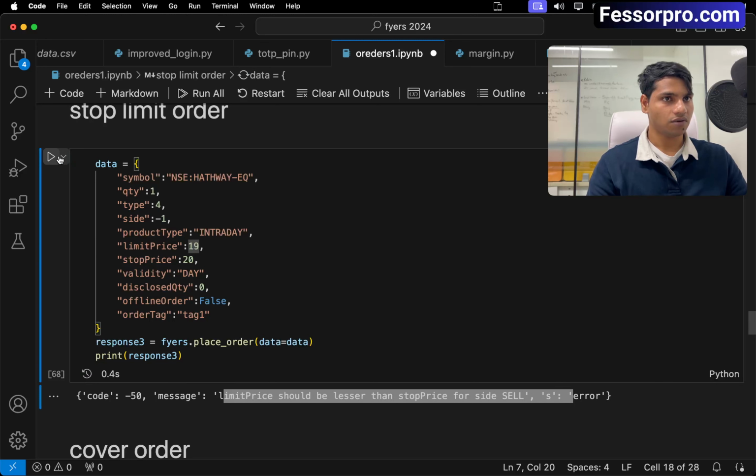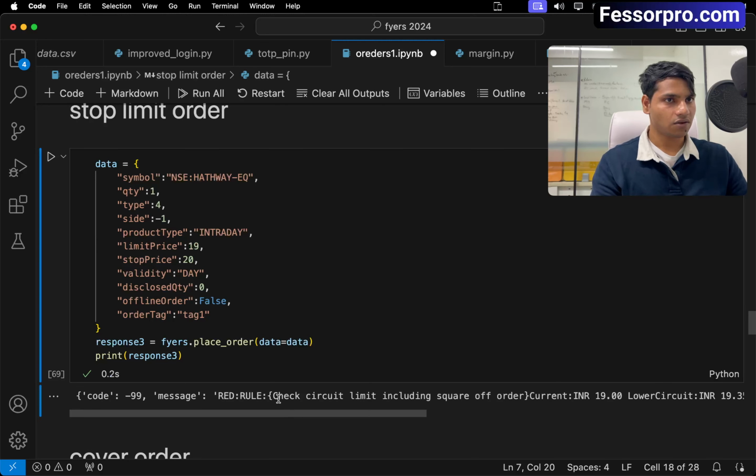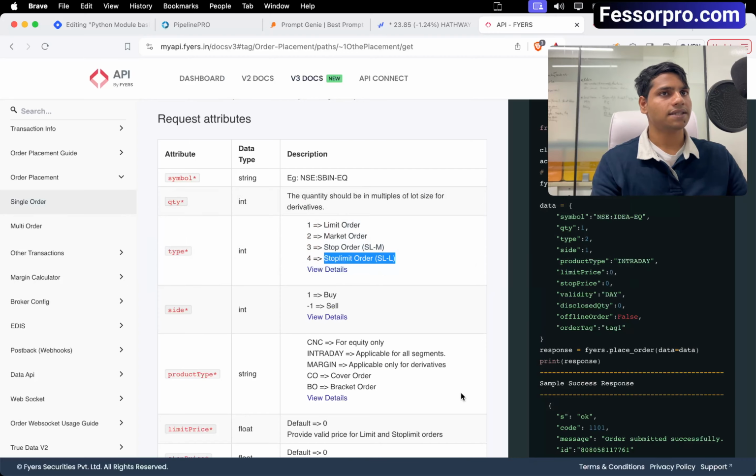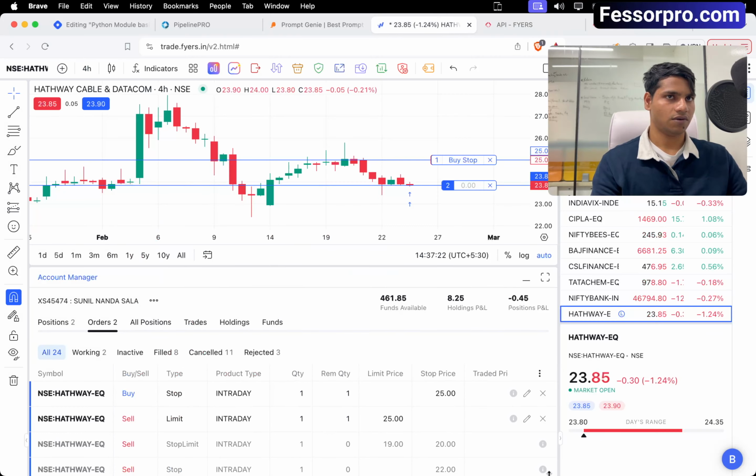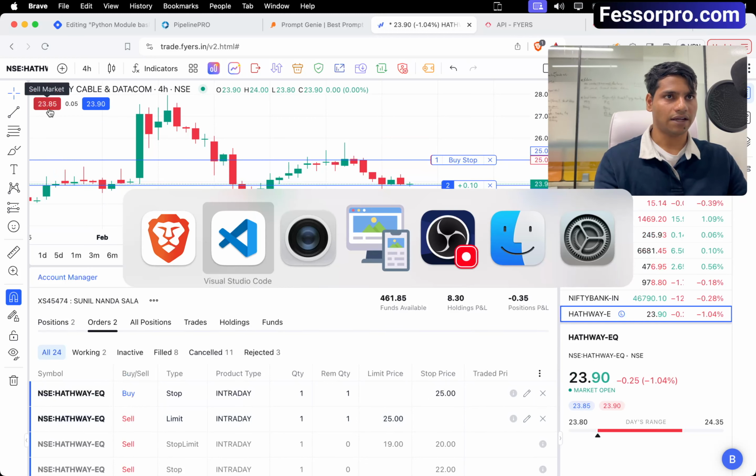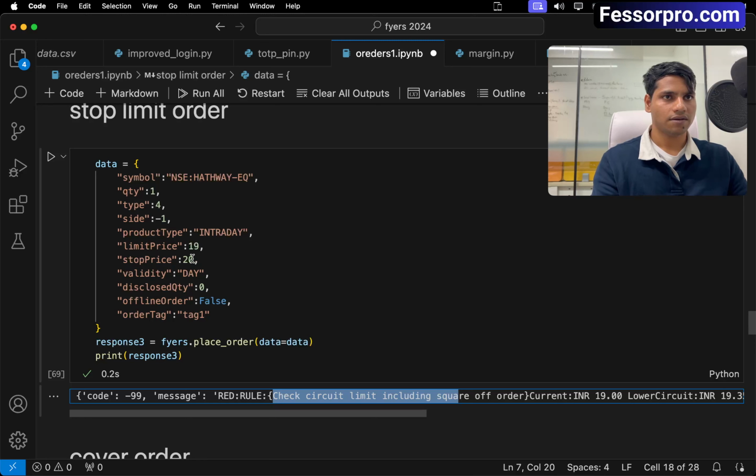Okay, now if I run the code, you see it is again throwing an error. It is saying check the circuit limit. Now you cannot just place an order at any price you want. There is a certain limit that the exchange provides us. So I cannot have 19 as the limit. I need something closer. So I'll change the value now. Instead of 20, let's have this as 22 and this will be 21.